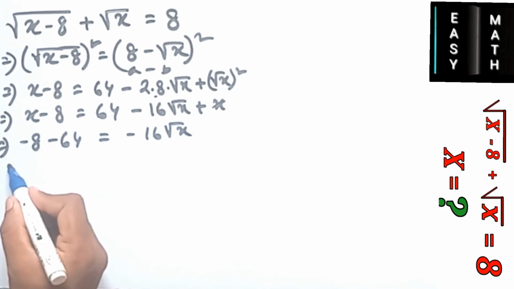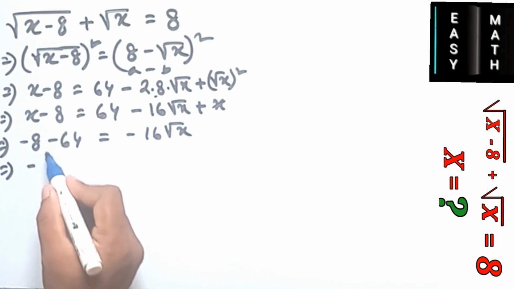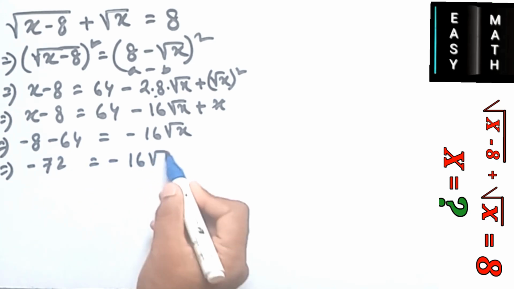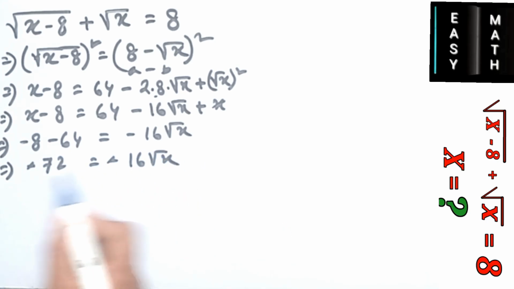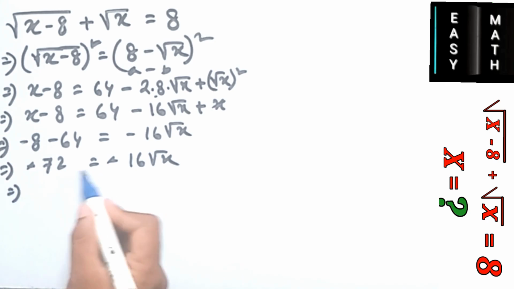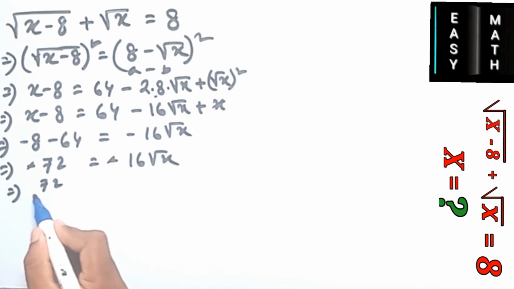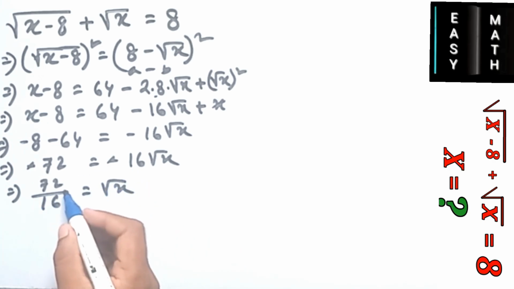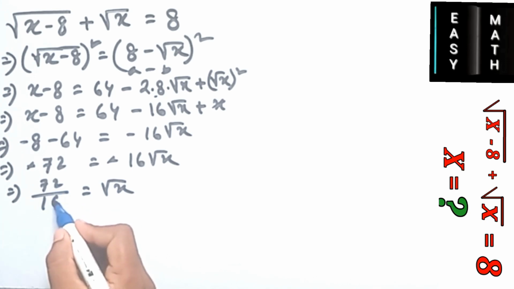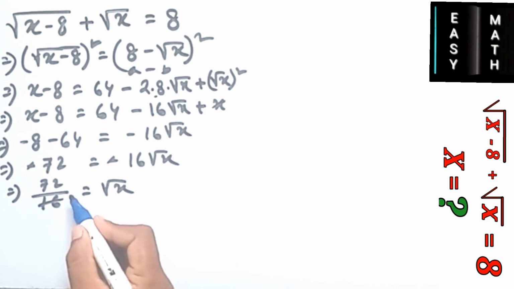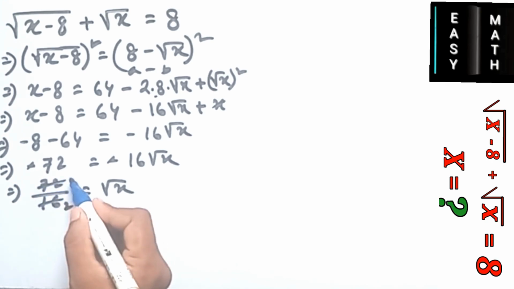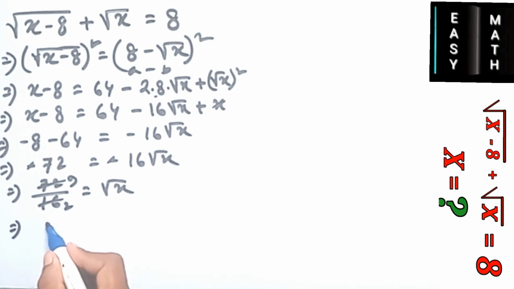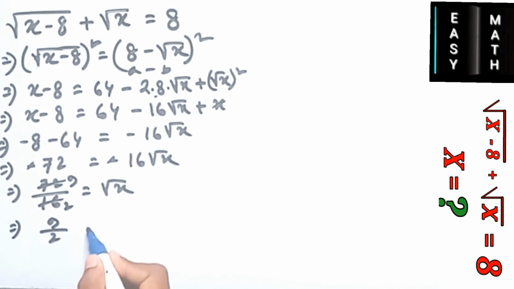and now there is the minus 72, and there is the minus root, and minus is cut, and there is the 72, and this is the 16 root, so we cut this, so this 8 is 2, and there is the 9, so this value is 9 by 2.